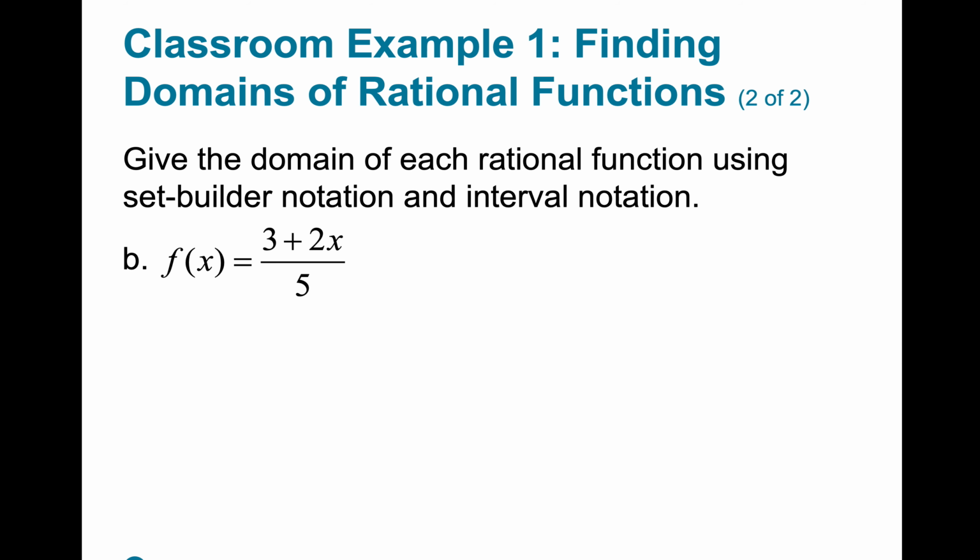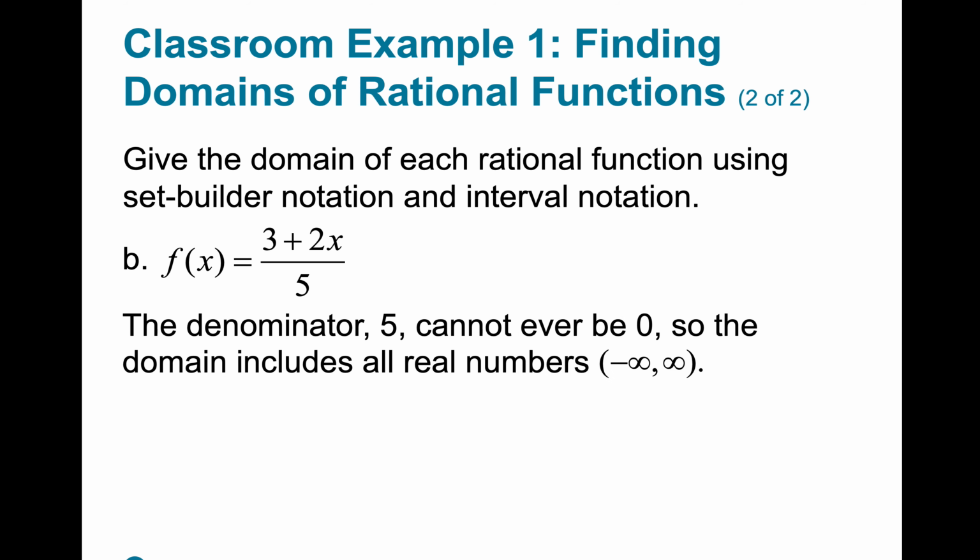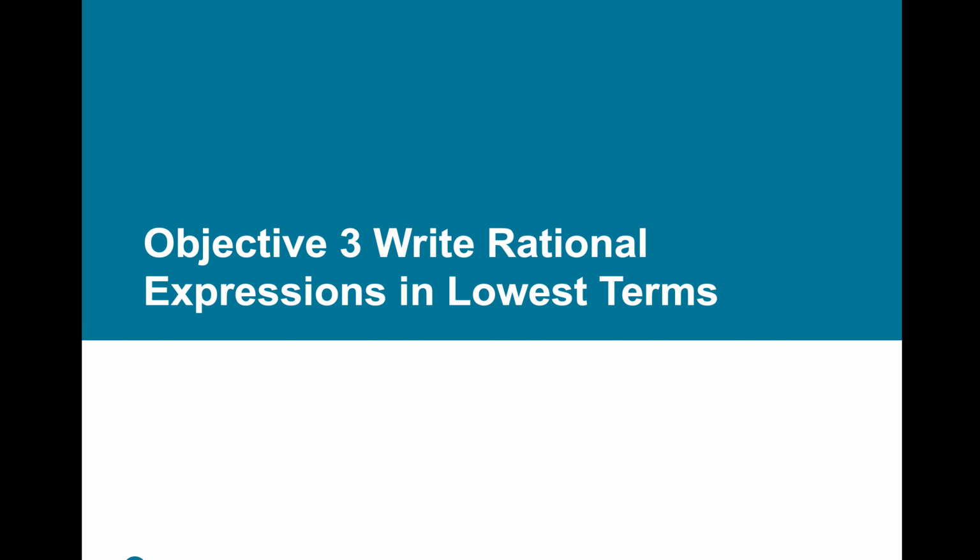Here, if I want to give the domain in that set builder notation, you might get stumped in the lab because it's a 5. And 5 can never be 0. So therefore, there's no value the domain doesn't exist in. So it's going to be from negative infinity to positive infinity, and we have to use those parentheses.